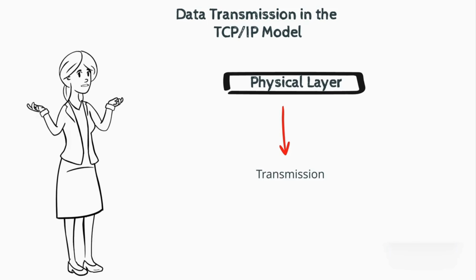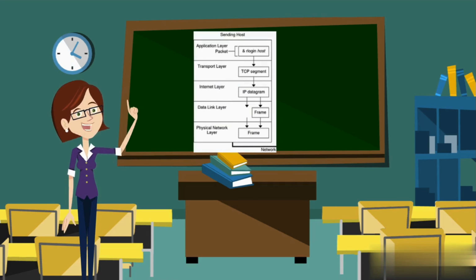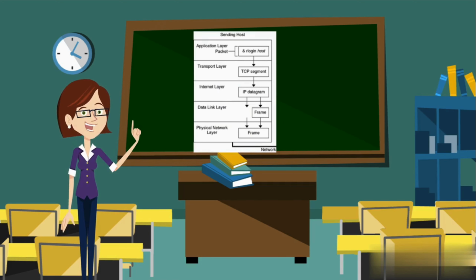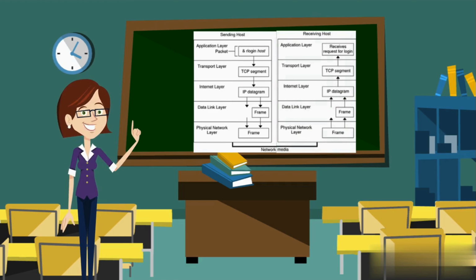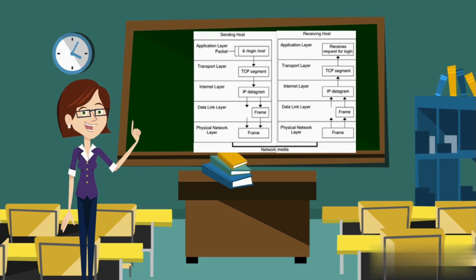On the server side, 1. Physical layer. The server receives the bits over its network interface and reconstructs the Ethernet frame. 2. Data link layer. The server decapsulates the Ethernet frame to retrieve the IP packet. 3. Internet layer. The server decapsulates the IP packet to retrieve the TCP segment. 4. Transport layer. The server processes the TCP segment, acknowledging receipt and reassembling any fragmented segments. 5. Application layer. The server processes the HTTP request, retrieves the requested web page, and sends an HTTP response back to the client through the same process in reverse order.